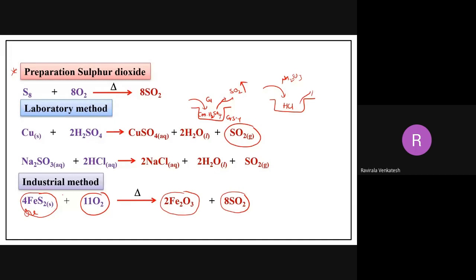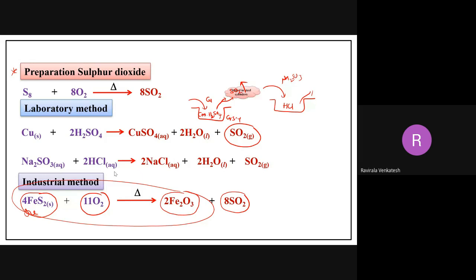How do you remember this reaction? Very simple. In the industrial method, we are preparing sulfur dioxide by burning iron pyrites, or iron sulfide, in the presence of oxygen, in which iron sulfide is converting into iron oxide. This is happening actually. This you need to remember.